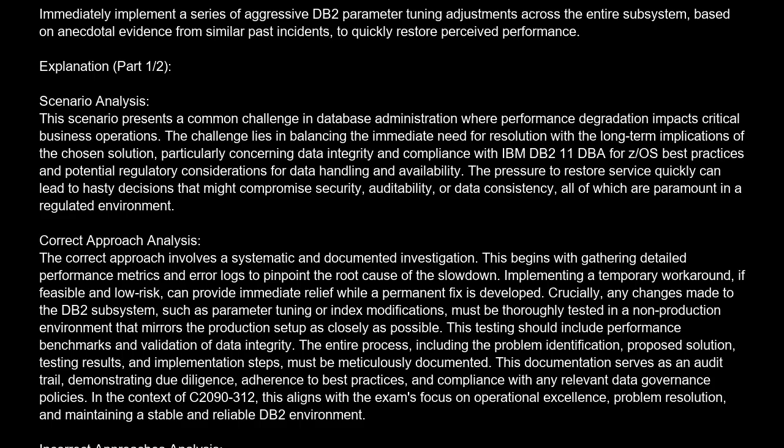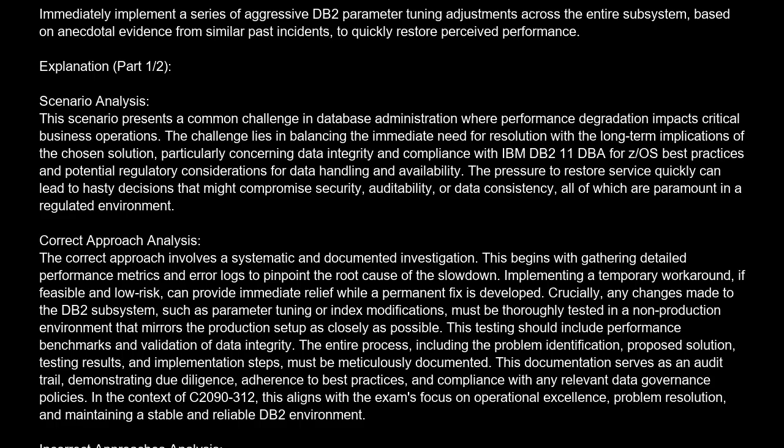Correct approach analysis. The correct approach involves a systematic and documented investigation. This begins with gathering detailed performance metrics and error logs to pinpoint the root cause of the slowdown. Implementing a temporary workaround, if feasible and low risk, can provide immediate relief while a permanent fix is developed. Crucially, any changes made to the DB2 subsystem, such as parameter tuning or index modifications, must be thoroughly tested in a non-production environment that mirrors the production setup as closely as possible. This testing should include performance benchmarks and validation of data integrity.